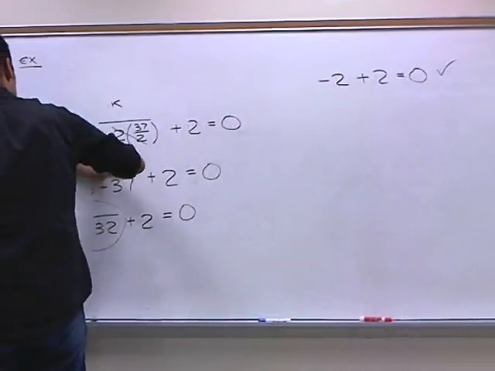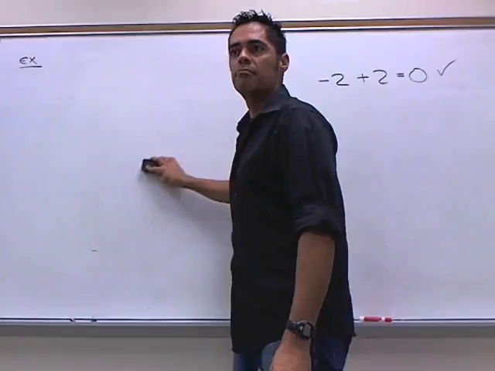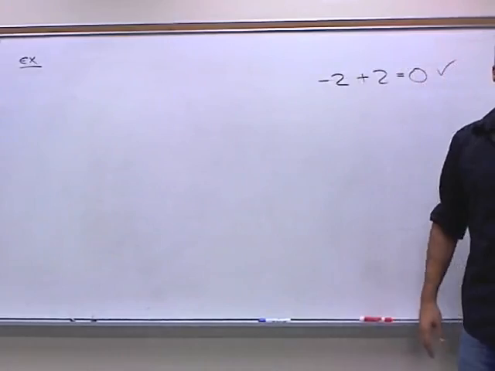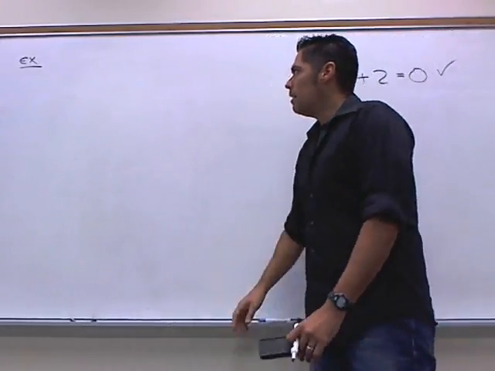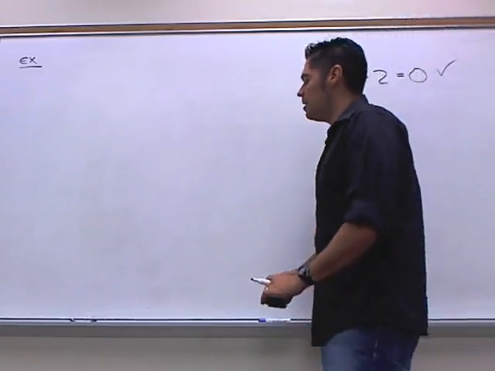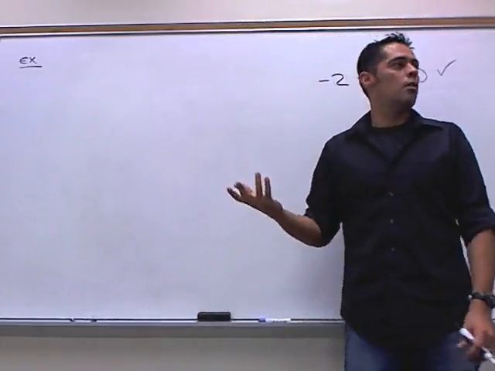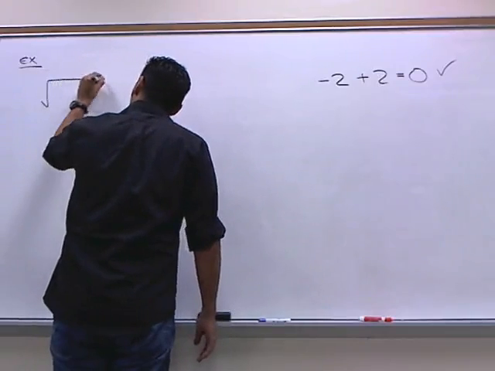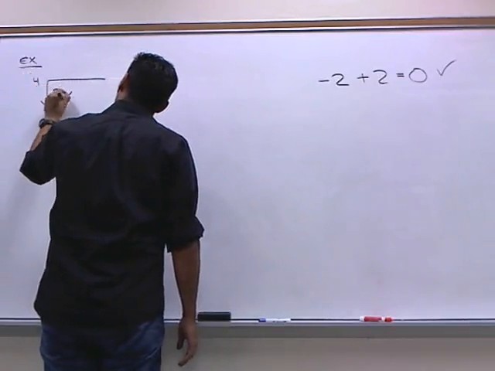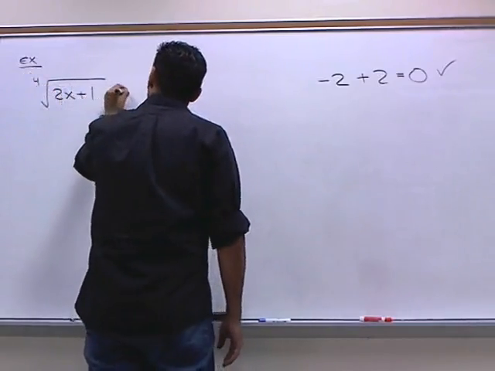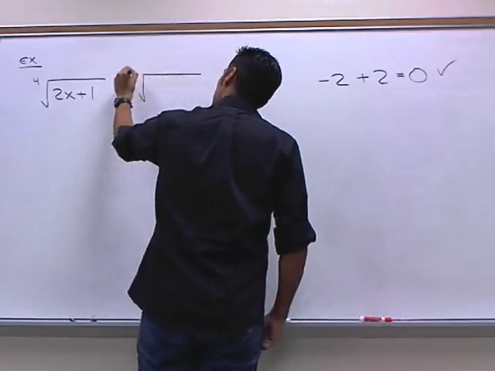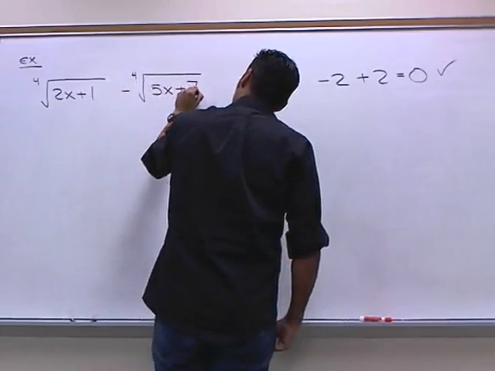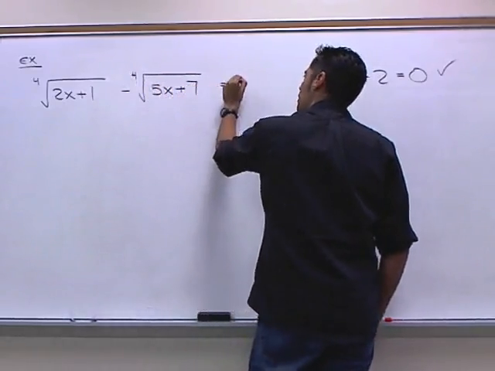Does this all make sense though? I mean, it's pretty much the same thing. We have to be a little careful with maybe some of those fifth roots, like when we were checking. But just like in our other problems, they get a little complicated because you can have more than one root. So let's take a look at something like this. What about fourth root 2x plus 1 minus fourth root 5x plus 7 equals 0.